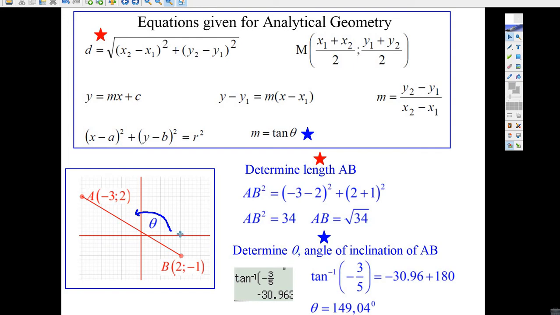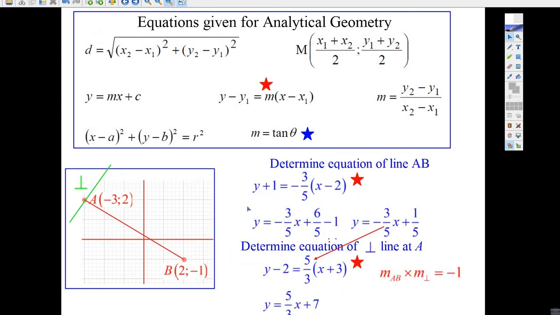If they say determine the angle of inclination, that's this angle here, theta, figure out what that angle is. Well, there's the formula. If you've got a gradient, you've got the angle by just going shift tan. So if they ask for an angle in these questions, just go shift tan of the gradient that we figured out, -3/5. You'll get this negative angle, but we want this big angle here. We add 180, and we get the answer, 149.04 degrees.